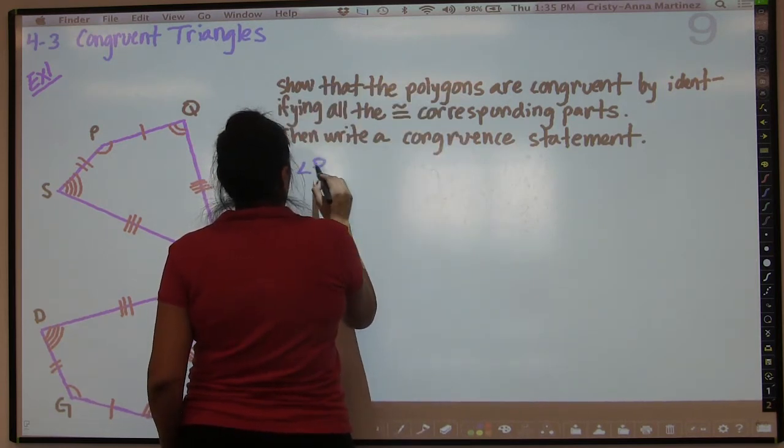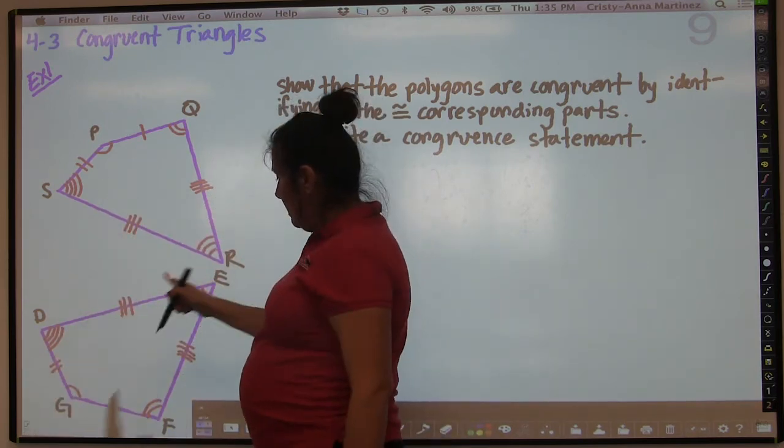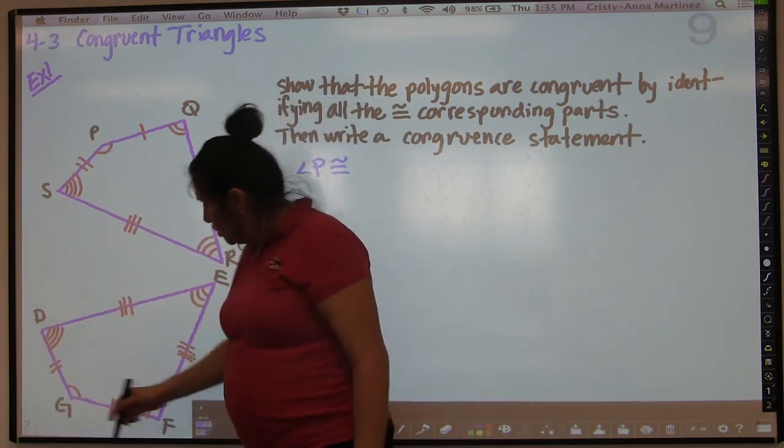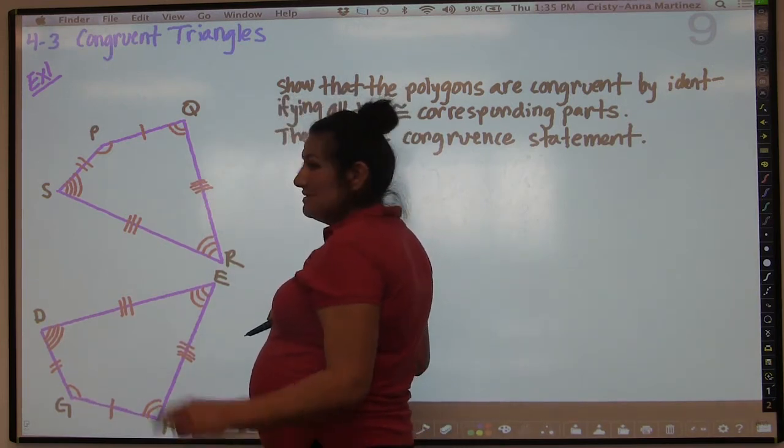Okay, so as I was saying, we have angle P that has one arc. And as I look at the other figure, I look for the same angle that has one arc, which is angle G. So then we have angle G. And then we want to go to the two arcs.